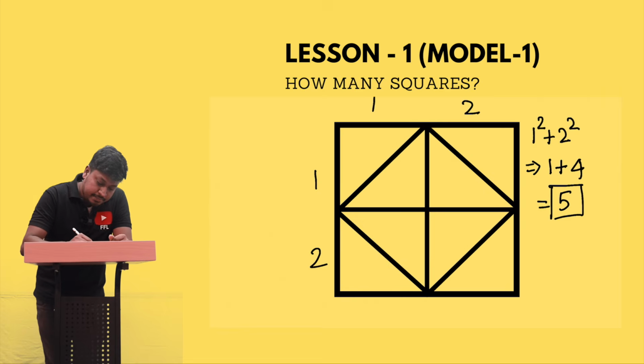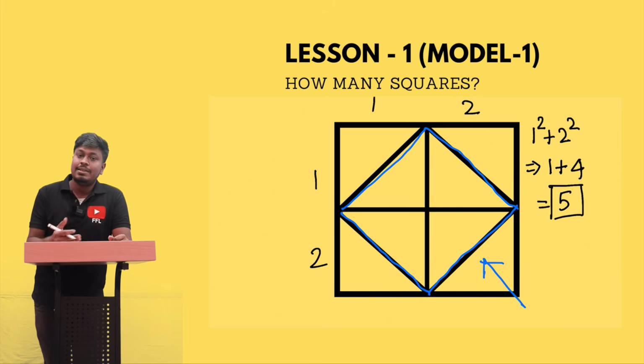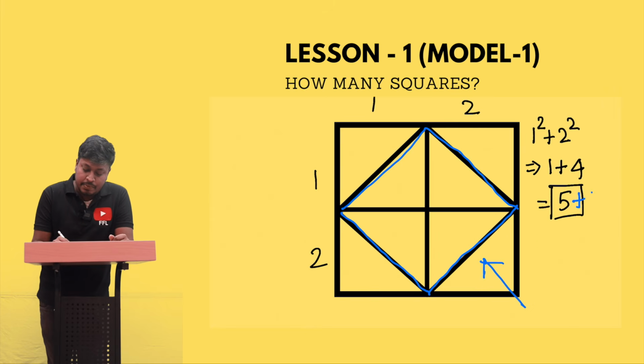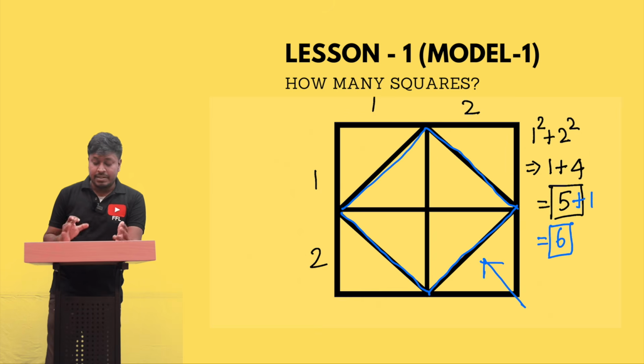You can see this. This will be another square, yes or no? So if you see from this direction, you can see there is another square. So plus 1, so the total answer is 6. So we can say that there are totally 6 squares in the given image.